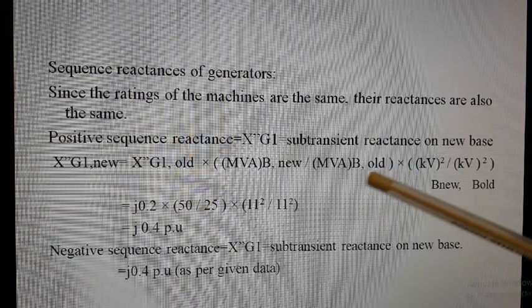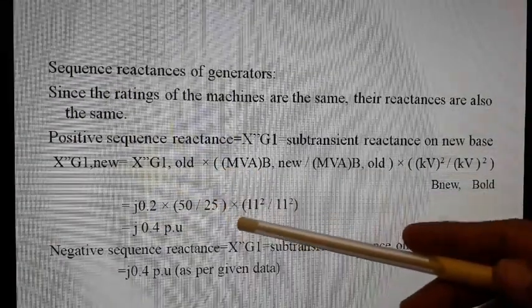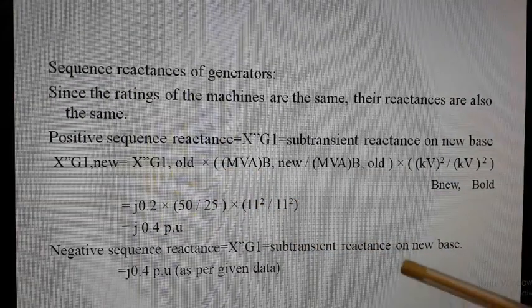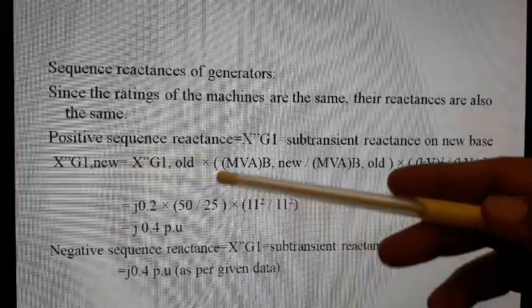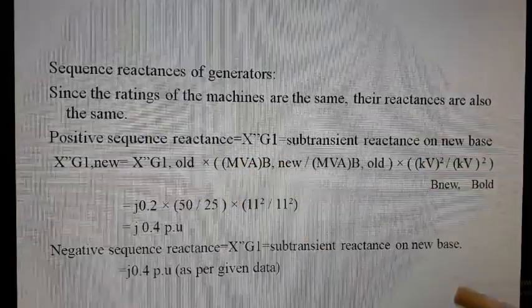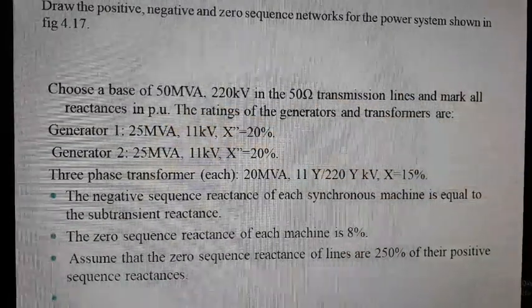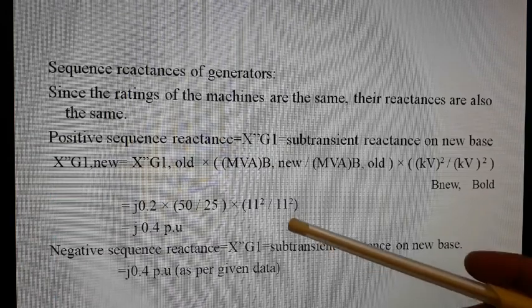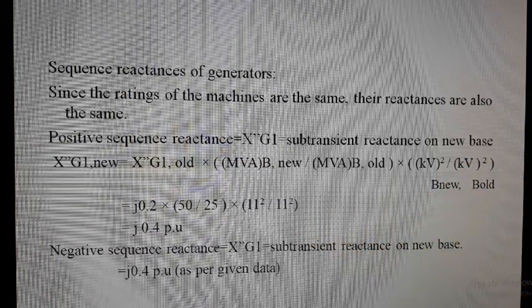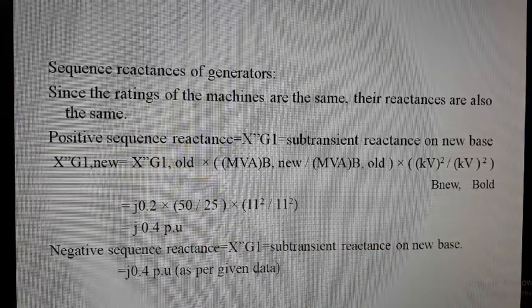So using this we can find: the old value into 50 divided by 25 into 11 square by 11 square. 50 MVA, that is the new base. 25 MVA is the old base. You see here generator 1, 25 MVA is the old base. And 11 kV is both new and old, both are 11. So substituting we get the new per unit value for generator 1 as j0.4.